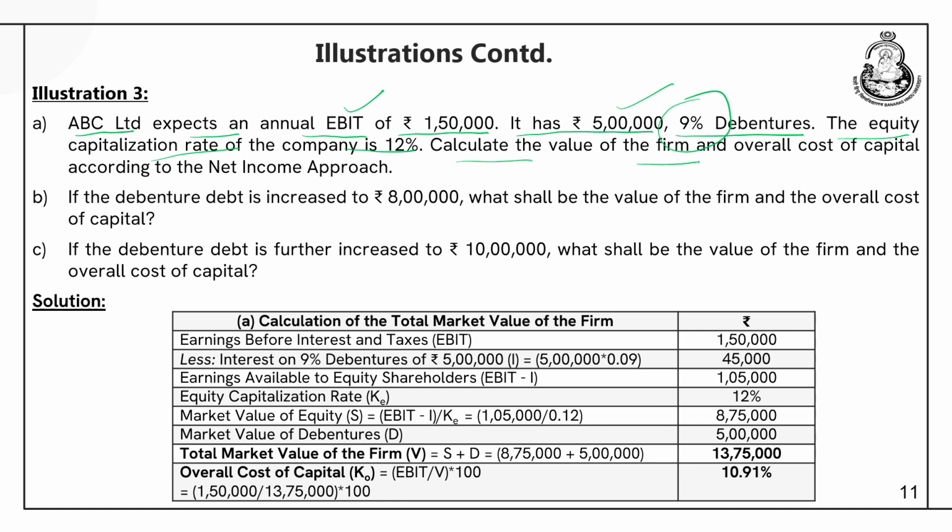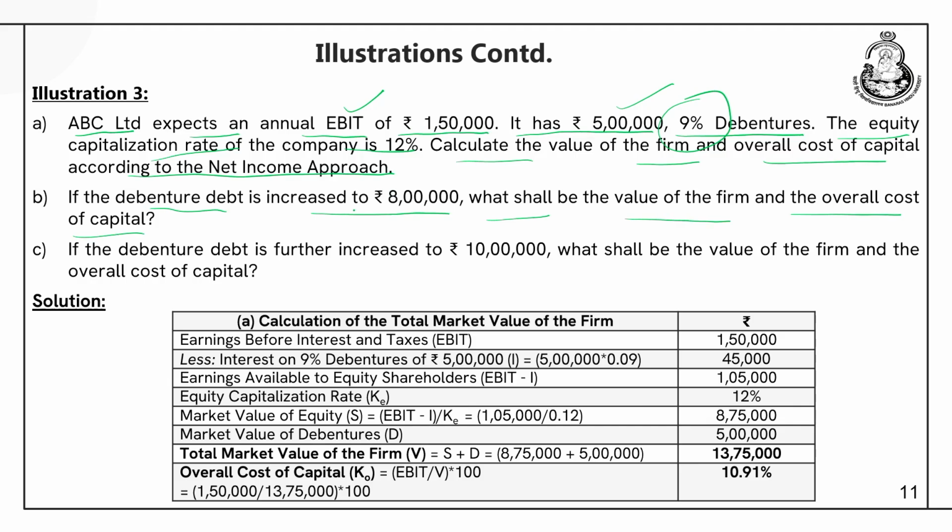Calculate the value of the firm and the overall cost of capital according to the net income approach. So, you have to find the value of V and KO. This is the first part. The second part is, if the debenture debt is increased to rupees 8 lakh, what shall be the value of the firm and the overall cost of capital.